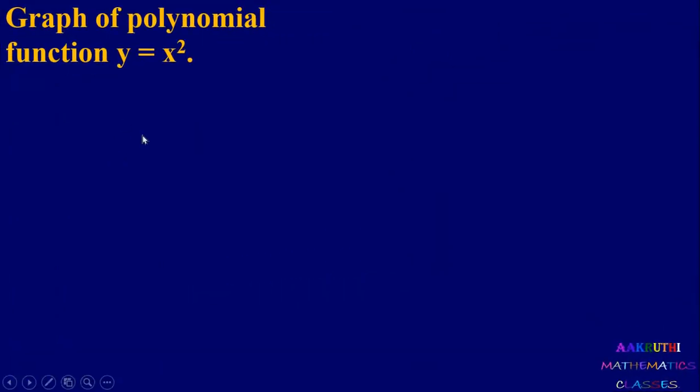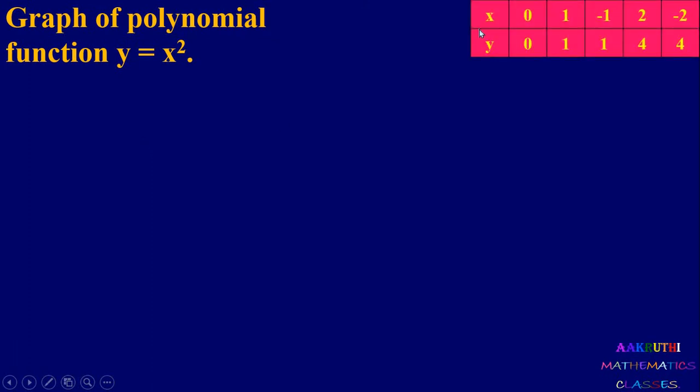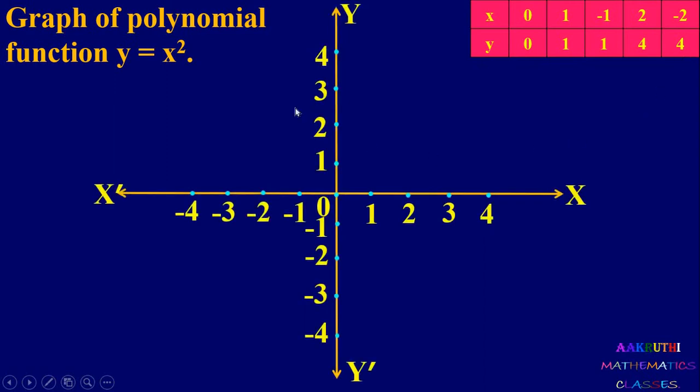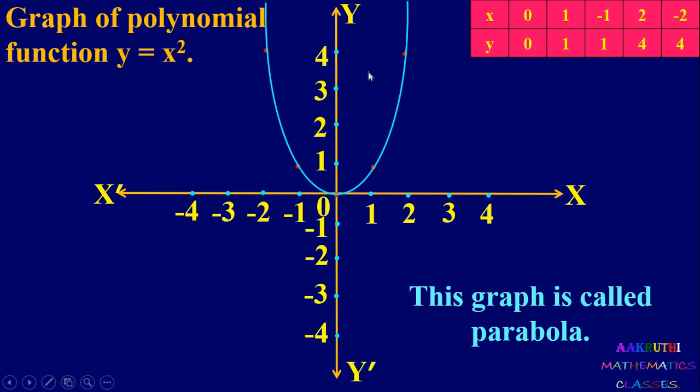Next we see the graph of the polynomial function y equal to x square. We take x values 0, 1, minus 1, 2 and minus 2. Then y values are 0, 1, 1, 4 and 4. So we draw the graph. We take x and y axes. When x equal to 0, y is 0. When x equal to 1, y is 1. When x equal to minus 1, y is plus 1. When x equal to 2, y is 2 square, 4. When x equal to minus 2, the square is also 4. When we join all these, we get a graph like this. The graph of y equal to x square is in this shape, and this is called a parabola.